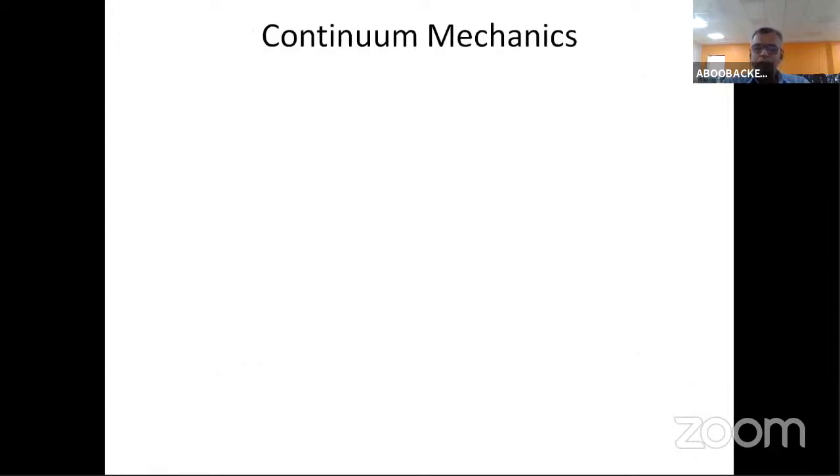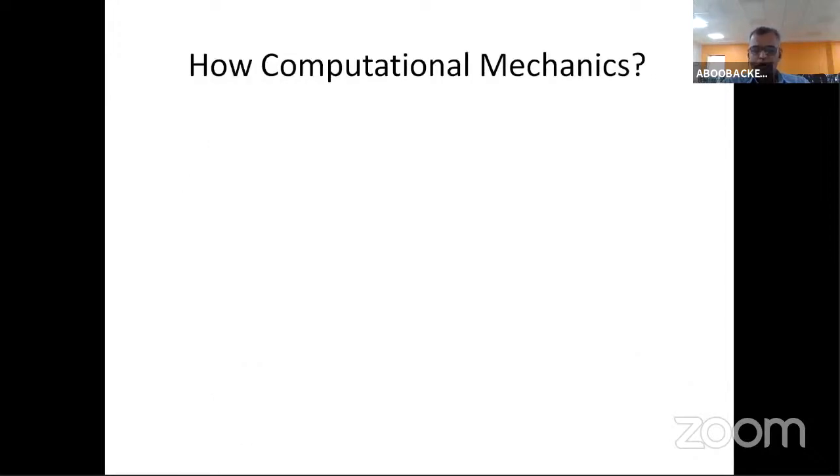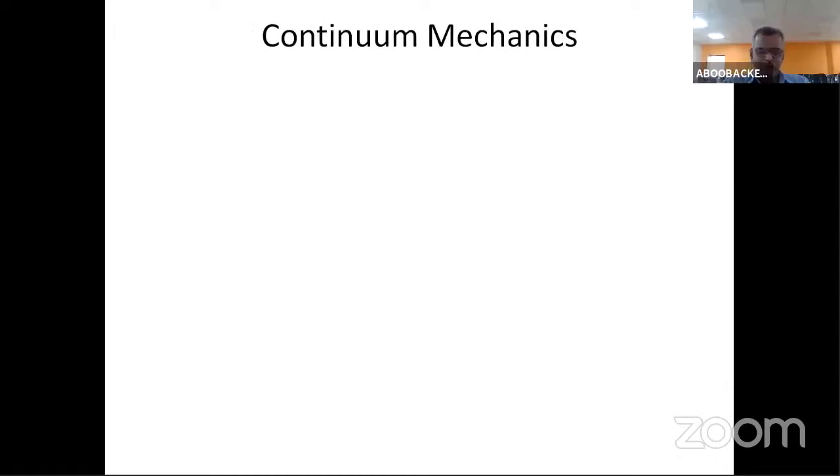So next, we have seen what is computational mechanics and how computational mechanics works. So first, computational mechanics is where we have a system of mechanics which is converted into a set of mathematical equations or a mathematical model, and we need to solve it. There are various methods of solving it.